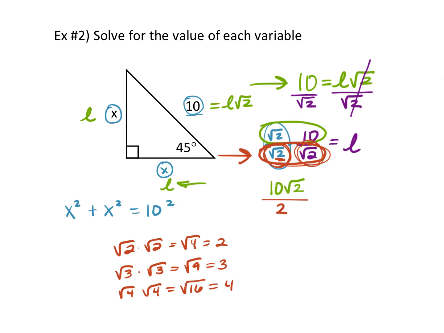Okay? We're almost there. 10 rad 2 over 2. Do you see anything else that you can simplify right now? The 10 and 2 are both divisible by 2, right? So that's 5 times the square root of 2. That's your answer. 5 rad 2 and 5 rad 2.